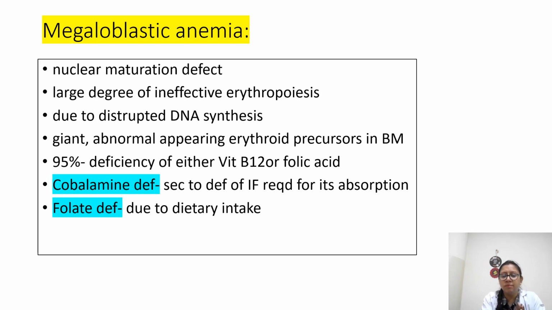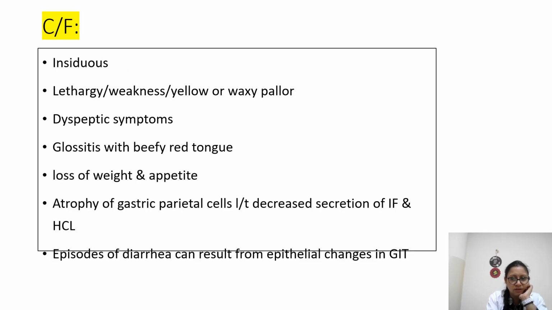Now, megaloblastic anemia proper, when we are discussing it, as I said, this is basically a nuclear maturation defect. There is ineffective erythropoiesis to a very large degree, and this is occurring because of disrupted DNA synthesis. So giant abnormal-appearing erythroid precursors start up in the bone marrow, and 95% are due to deficiency of either vitamin B12 or folic acid. Cobalamin deficiency is basically due to deficiency of intrinsic factor, which is required for its absorption, and folate deficiency is due to decreased dietary intake.